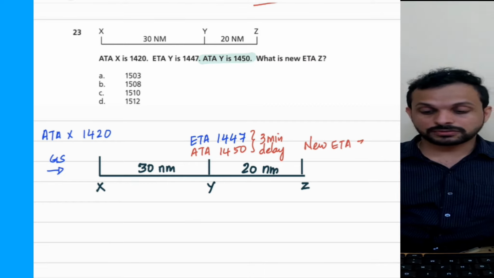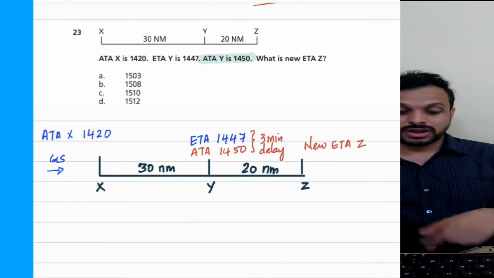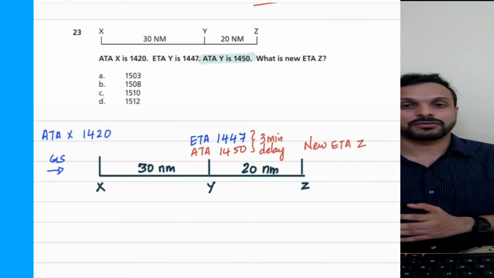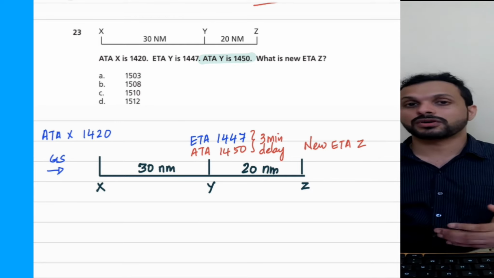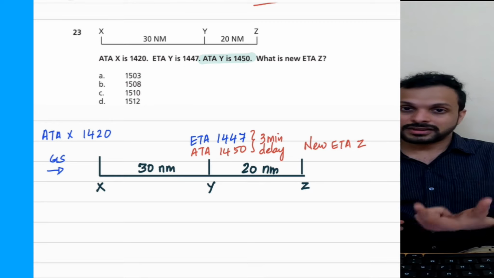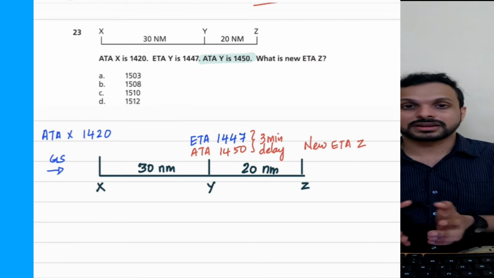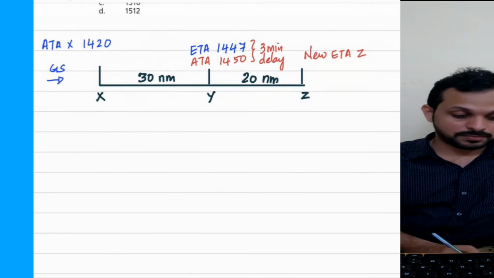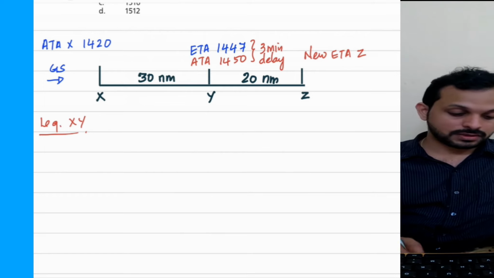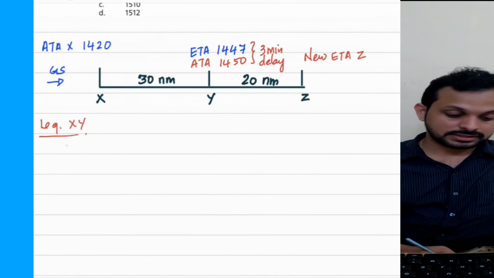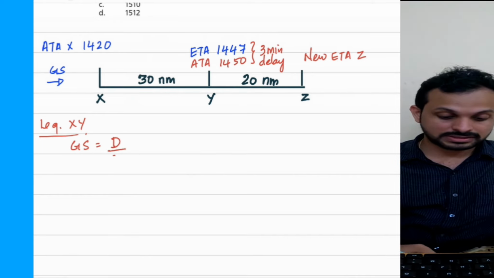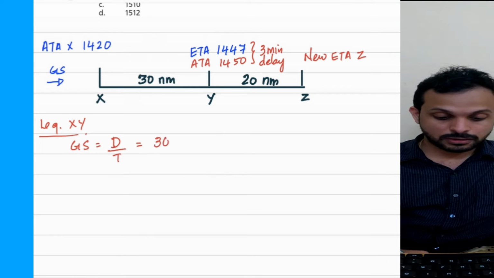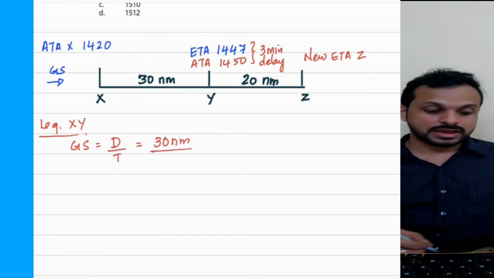It's called the new ETA because, for obvious reasons, the ETA would have changed, because you have a delay in the previous leg which would get carried forward if you don't do anything about it. So in this scenario, we assume that we're not really correcting it, we're just going forward with what we have. For that reason, let's find out the ground speed which we actually experienced during the leg XY. So taking the leg XY, we can find out the ground speed with the basic speed-distance-time equation: ground speed is equal to distance traveled divided by time, and the distance traveled was 30 nautical miles.